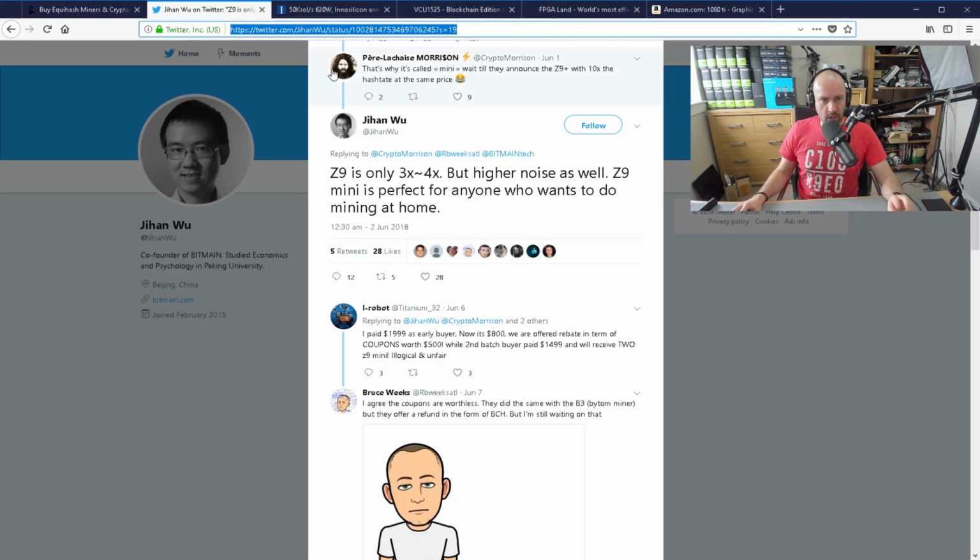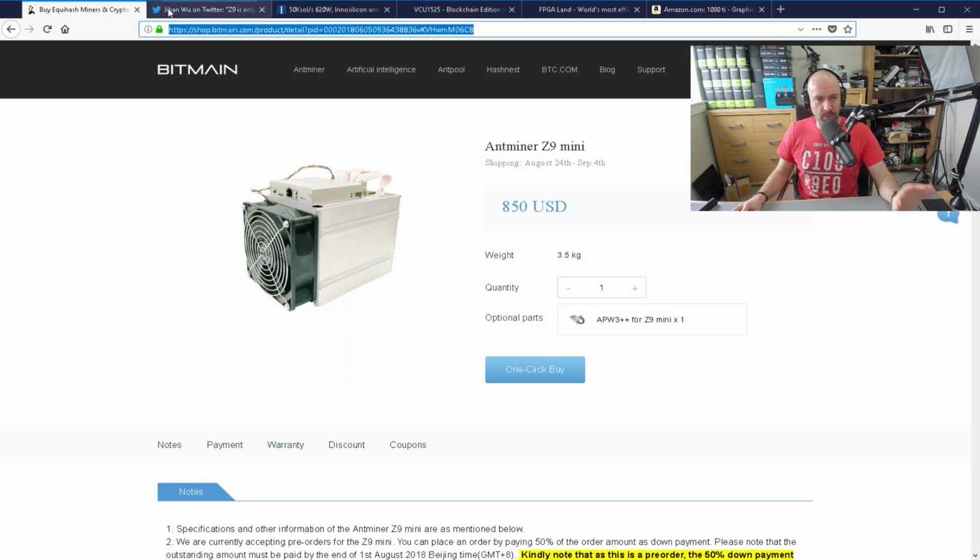Now, Jihan Wu announced that the Z9, the big size version, is going to be 3 to 4 times as powerful. So, you know, 30 to 40,000 solves, but it's going to have higher noise as well. So we're not sure about the price of the full size version of the Z9. But obviously they're going to have to price it so that people don't want to buy 4 Z9 Minis, they'll buy 1 Z9. Sounds like it's going to be louder.